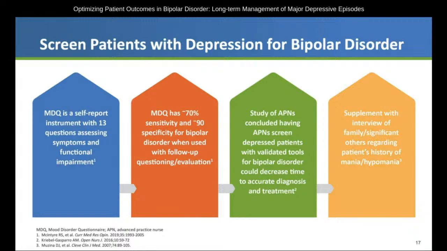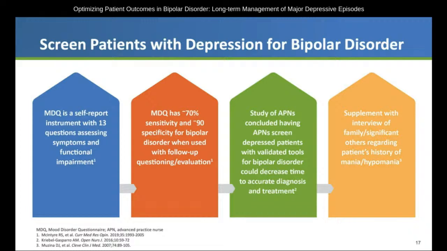The MDQ, as I described before, is a bunch of questions, actually 13, assessing symptoms and functional impairment, and has pretty good sensitivity and specificity, but the Rapid Mood Screener has just as good sensitivity and specificity and is shorter. Now, we need to screen, and if only we screened, we may have a better, more accurate diagnosis and more targeted treatment that would actually work.